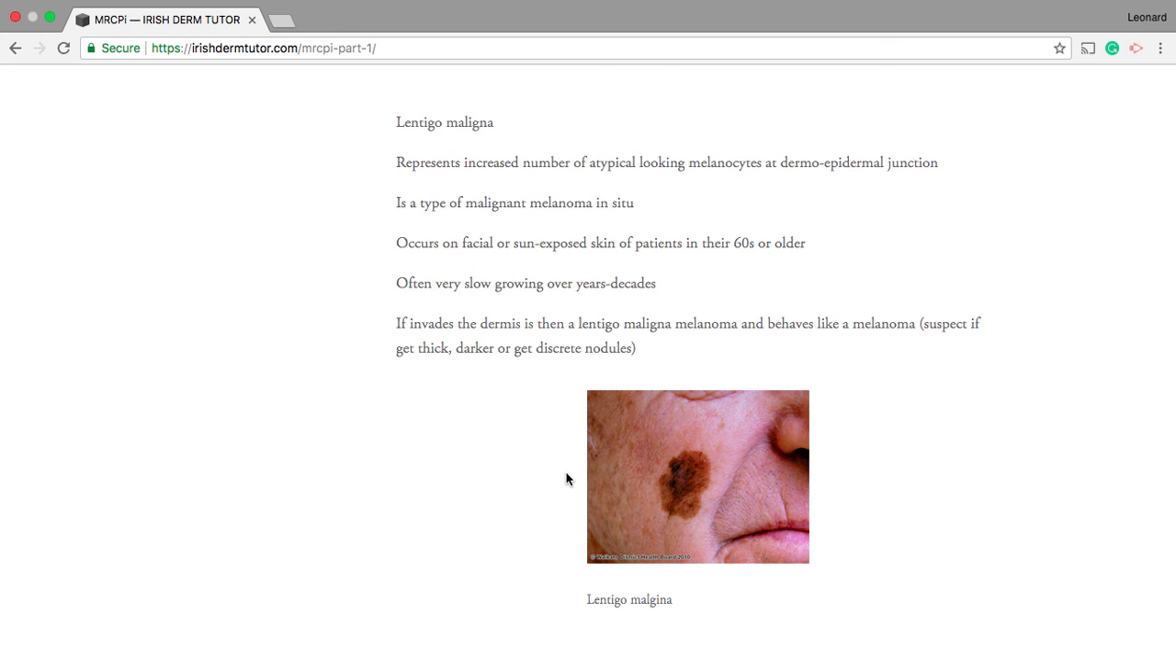But it does have the potential to invade into the dermis, and then this lentigo maligna is called a lentigo maligna melanoma, and it behaves just like any melanoma at this point. And you might suspect that it's invaded if the lesion gets thicker in any area, or if you get discrete nodules, or if it gets darker. So I'd actually be concerned enough that these dark areas here might represent invasion into the dermis. So you might want to do a biopsy of these areas.